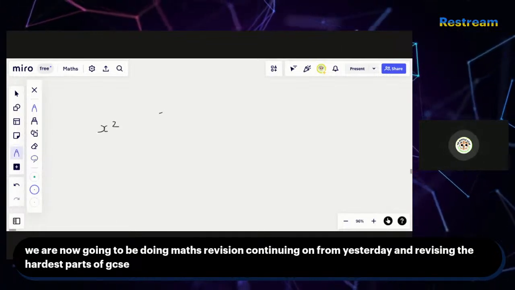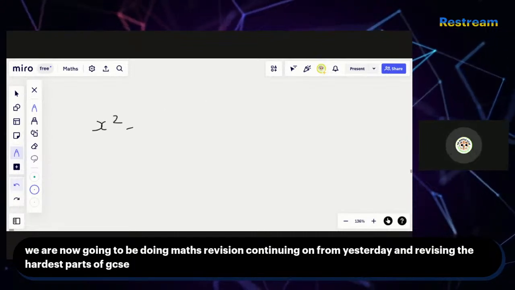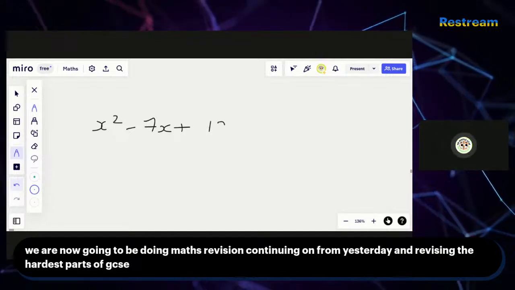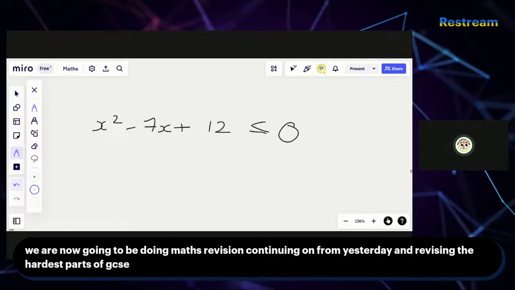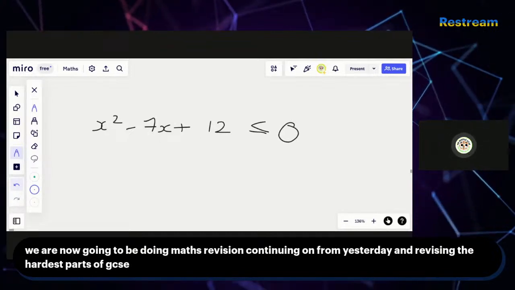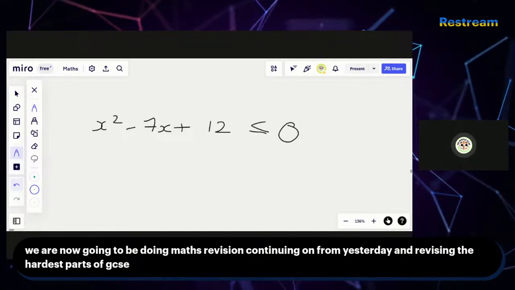You've got x squared minus 7x plus 12 is less than or equal to 0. So this is the inequality. And now what they would ask you to do is solve the quadratic inequality.